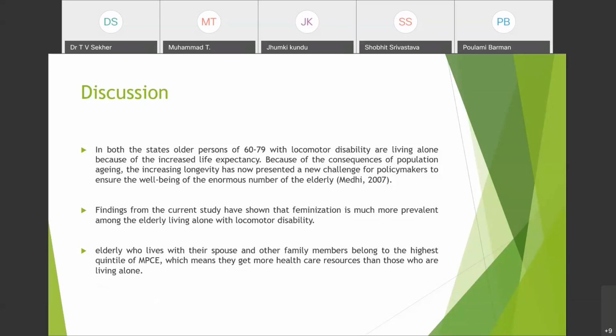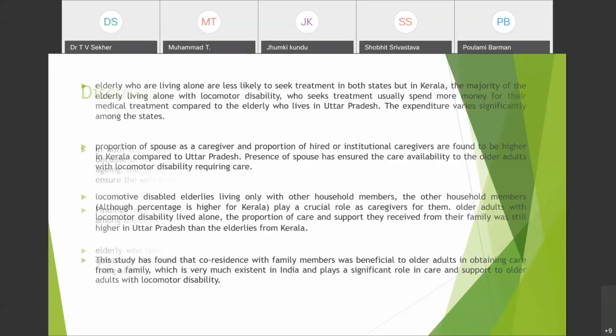Elderly who live with their spouse and other family members belong to the highest quintile of MPC, which means they get more healthcare resources than those who are living alone. Economic security of the elderly with disability emerges as a major issue in the absence of co-residence with other family members. With respect to treatment-seeking behavior, elderly who are living alone are less likely to seek treatment in both states.